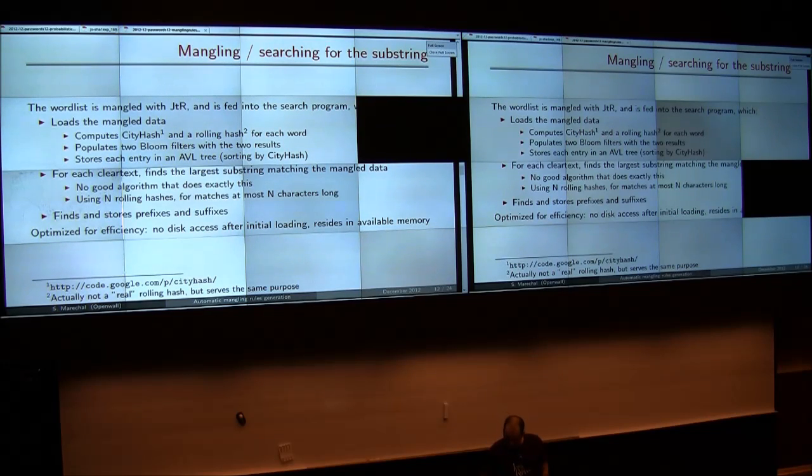So I'm using n rolling hashes for matches that are at most n characters long. This is a limitation of my approach in the sense that very long substrings will not be matched. Once you have found a substring, you can easily store prefixes and suffixes. As I said, the optimization goals are no disk access, fits in my memory, and doesn't take an unknowable amount of time.